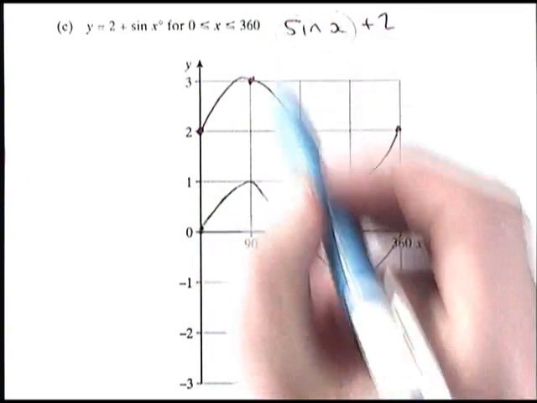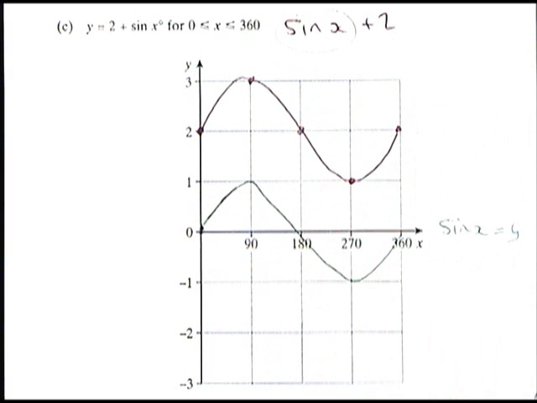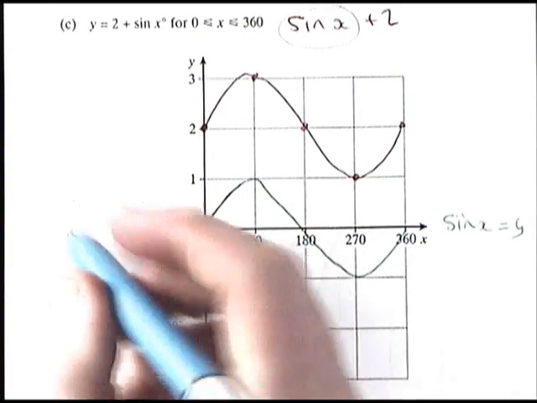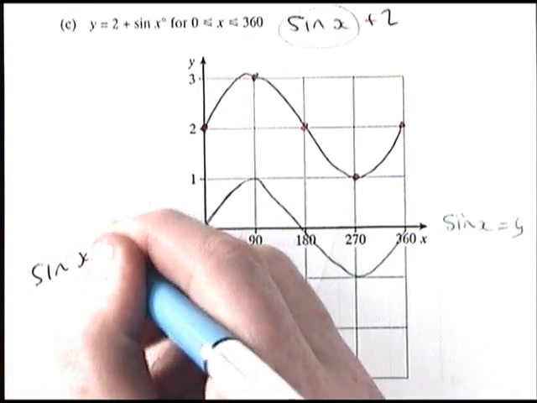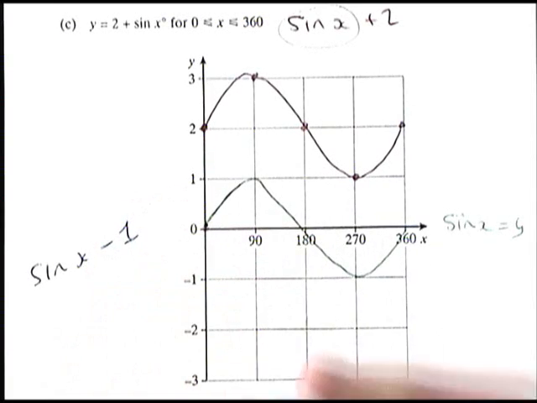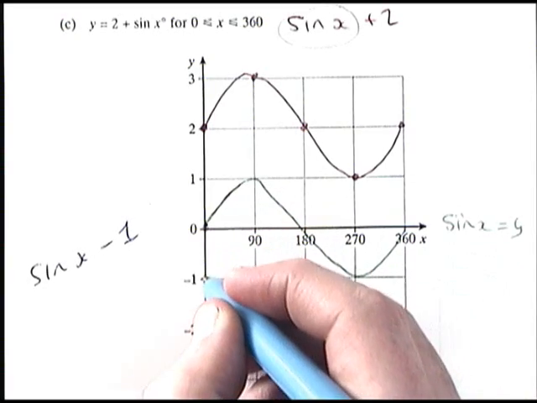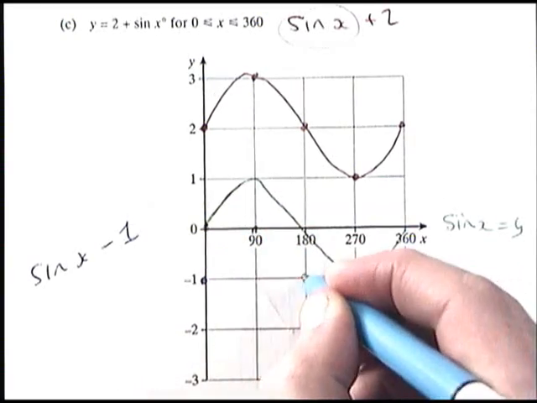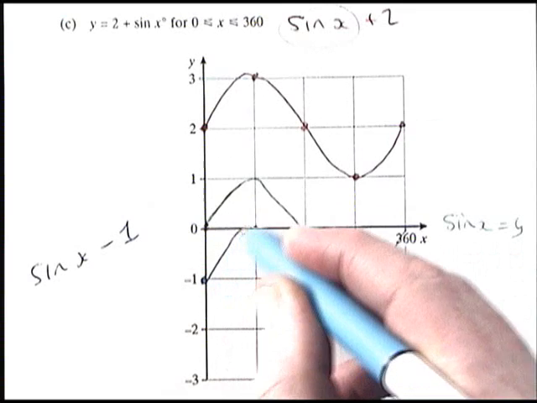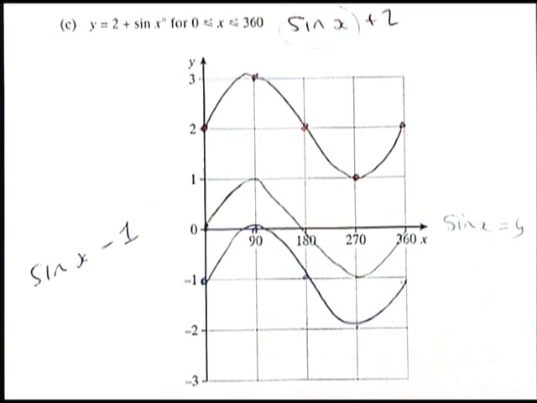And if you have your original graph with a plus 2 on it, that's what happens. It goes up 2 units. If the graph we were given here had been instead sine x minus 1, it would have gone down 1 unit. So again, that's the reference graph, that's y equals sine x. So if I had a minus 1 there, all of these points would have gone down 1, and I would have ended up with that curve.